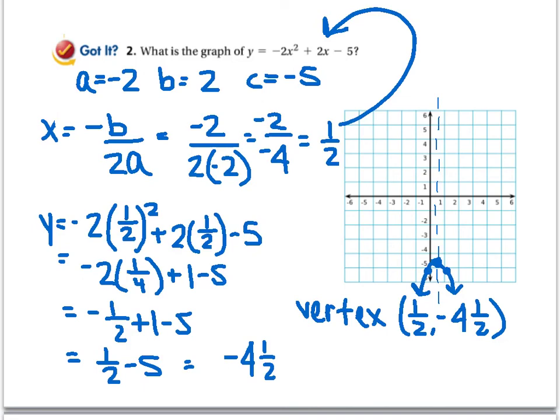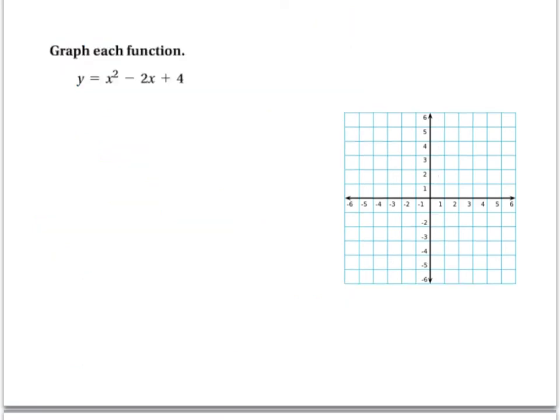Let's try one more together before I let you guys do this on your own. y equals x squared minus 2x plus 4. First, identify a, b, and c. Zach? 1, negative 2, 4. Good. Then you want to find the x-coordinate, the axis of symmetry, and the x value of your vertex.